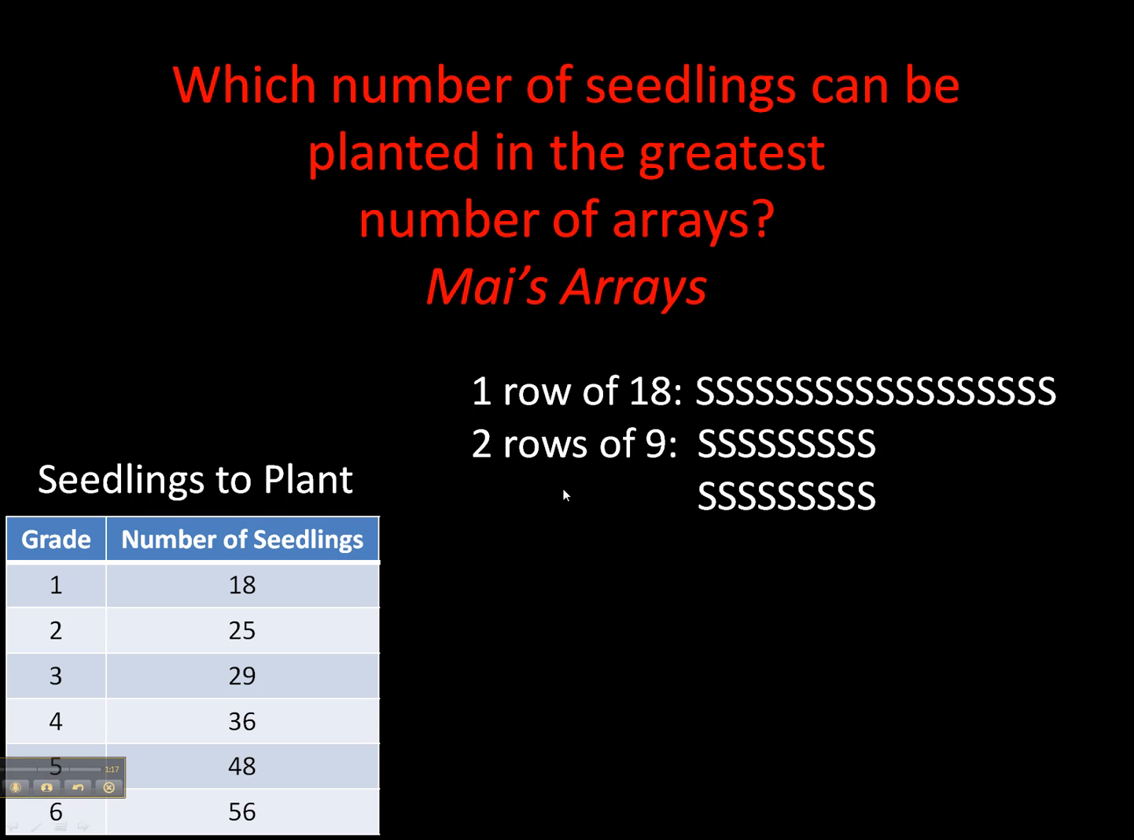But Mai also figures out that she can do 2 rows of 9. And what that means, of course, is that 2 times 9 equals 18. So she does that with S's, S representing each seedling. And Mai also knows that 3 rows of 6 will also work perfectly. And so 3 rows of S's, basically. And so that is all of the factors of 18: 1, 2, 3, 6, 9, and 18.